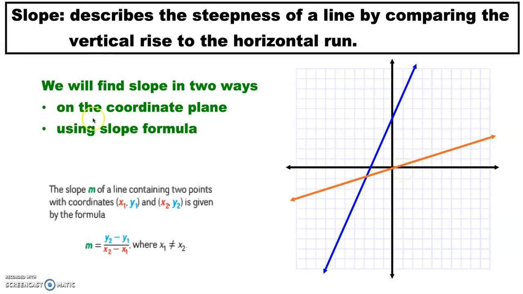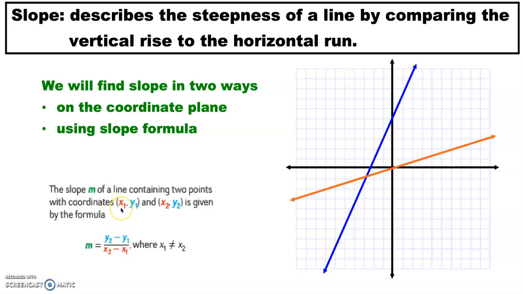The ways we're going to calculate slope are on the coordinate plane by counting that vertical rise and horizontal run, or using the slope formula to calculate the vertical rise and horizontal run. The slope formula is here. We have m that represents the slope. Whenever you see that m in a linear equation, that m represents the slope.